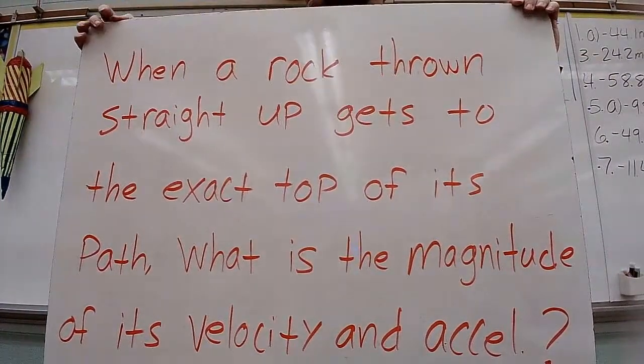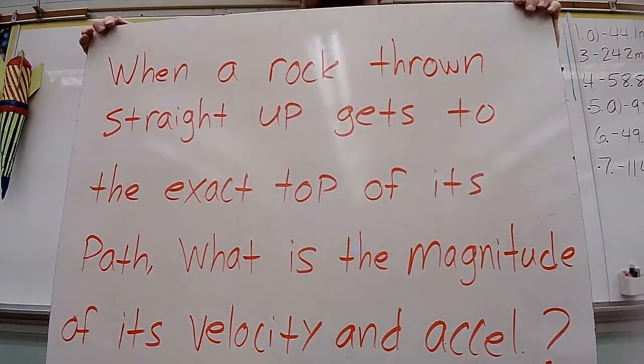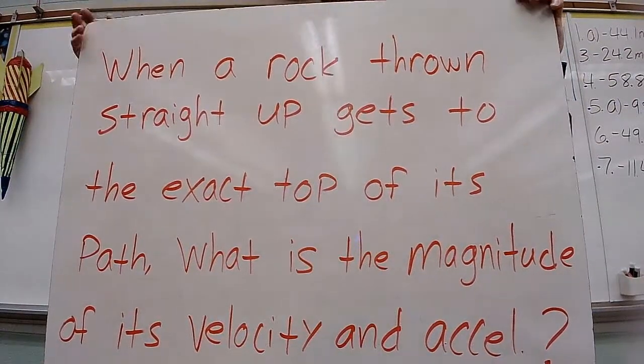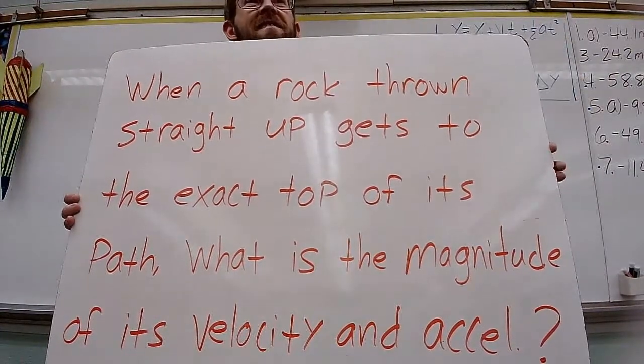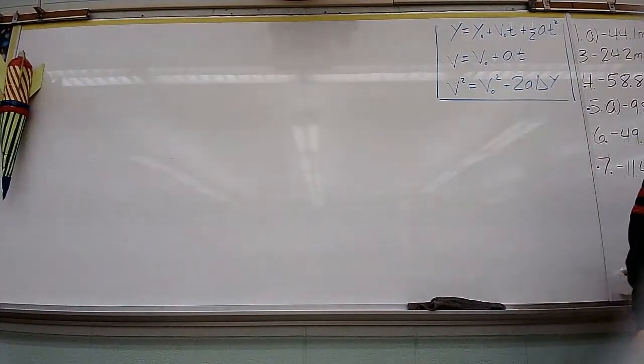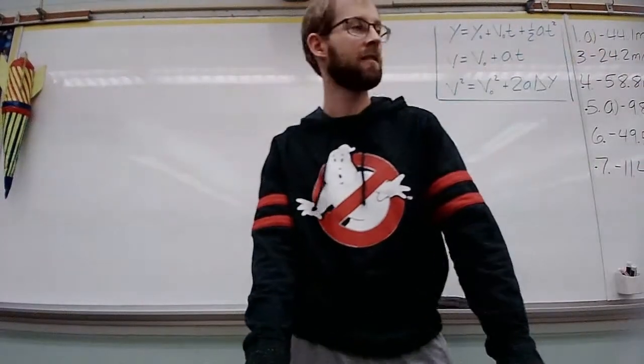All right, a rock is thrown straight up and it gets to the exact top of its path. What is the magnitude of its velocity and acceleration at that point? What do you think? Velocity is 0 and acceleration is negative. Negative what?